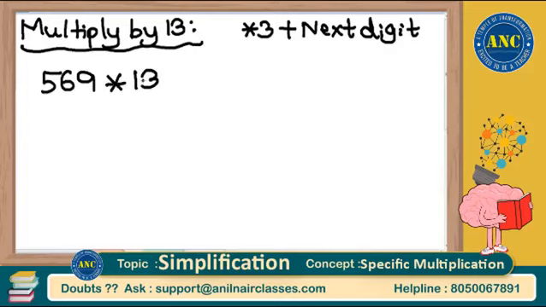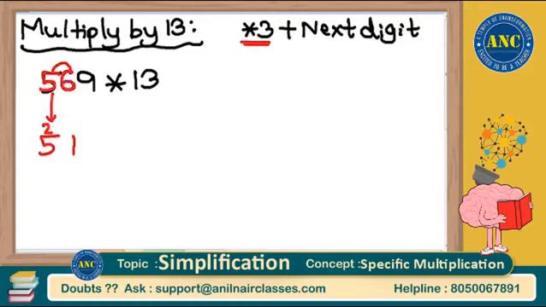569 into 13. Tell me the answer, sir. Write down the first digit as it is, 5. Take the first digit, triple it. 5 into 3 is 15. Add it with 6. 15 plus 6 is 21. Write down 1, carry 2.